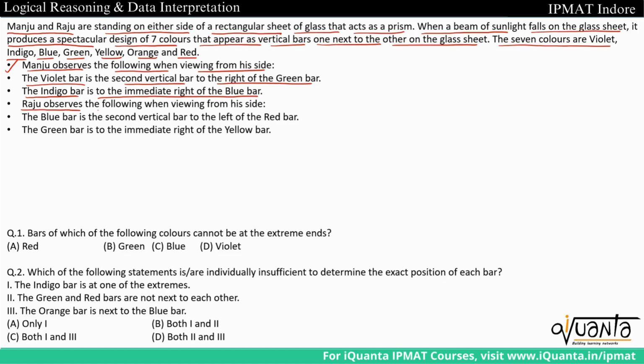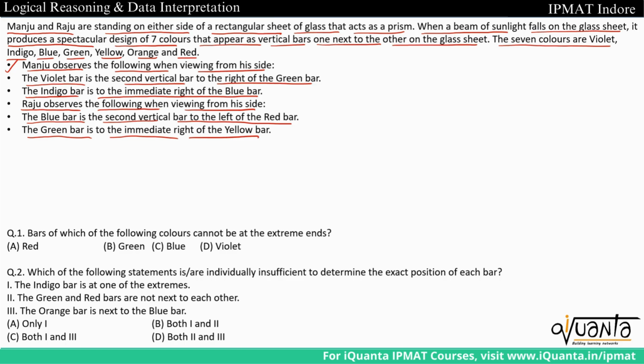Raju observes the following when viewing from his side. So Raju has a different observation, because both of them are standing on either side of the rectangular sheet. So what are the observations of Raju? The blue bar is the second vertical bar to the left of the red bar, and the green bar is to the immediate right of the yellow bar.